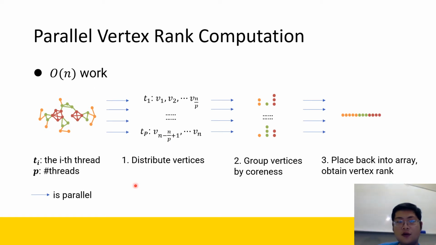And we also design parallel vertex rank computation. For every thread, we just distribute all the vertices in decreasing ID, and then group vertices by coordinates, and then place them back into the array and obtain the vertex rank.